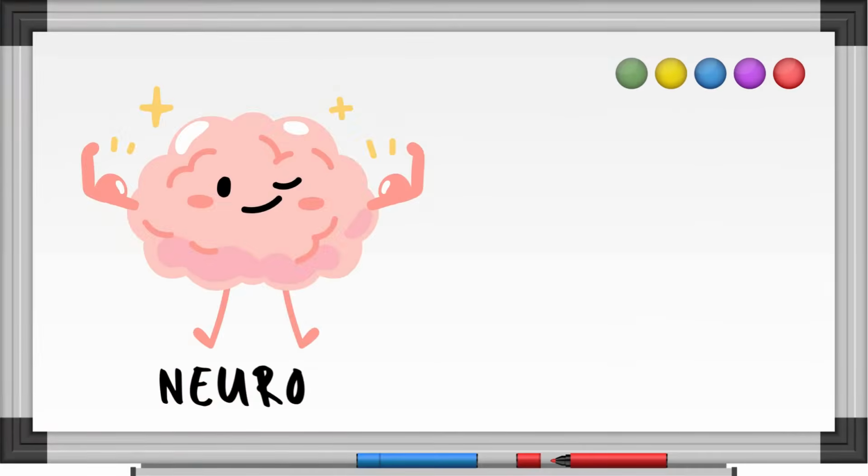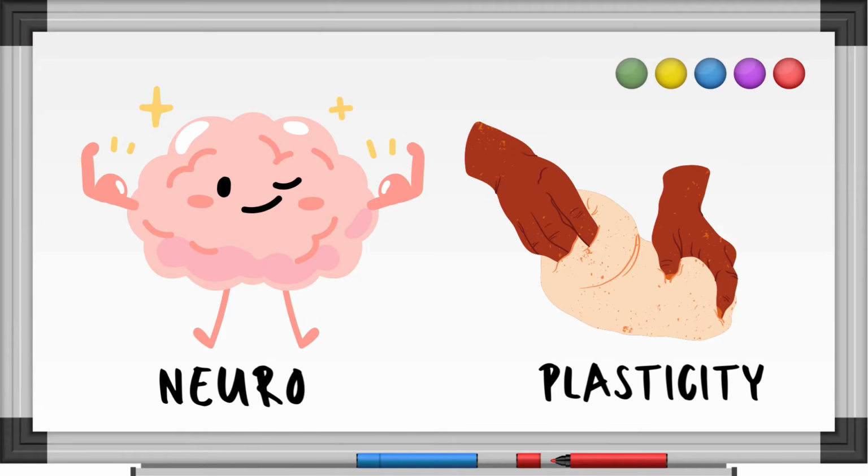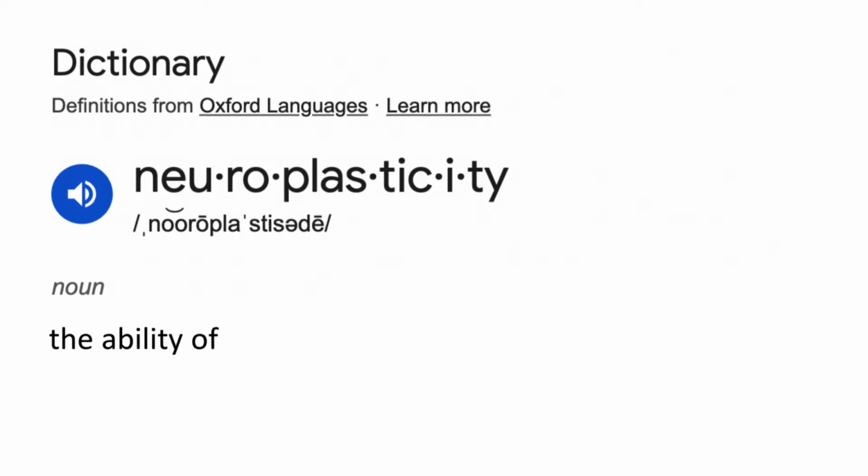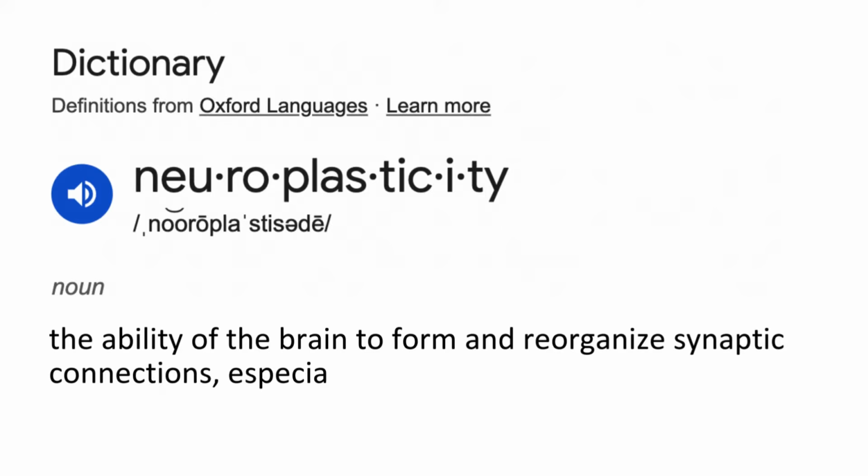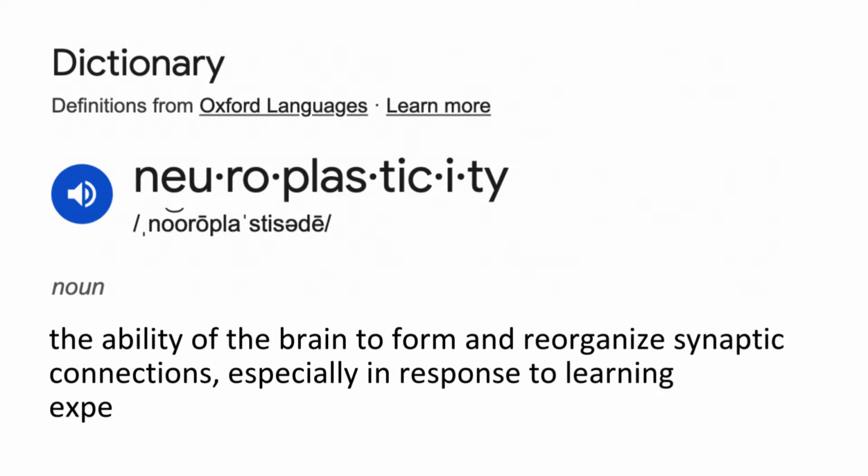If you break down the word, it makes sense. Neuro means the brain and plasticity means to change or mold, like how you can knead dough to change its shape. So neuroplasticity is the ability of the brain to form and reorganize synaptic or brain connections, especially in response to learning experiences or following injury.